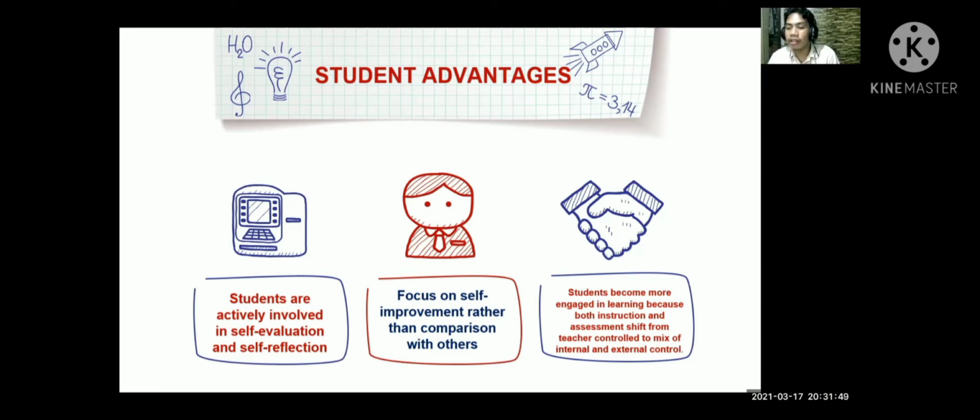Students become more engaged in learning because both instruction and assessment shift from teacher control to a mix of internal and external. Mas na-engage sila sa'yo, di ba? Mas nag-interact sila sa'yo pag ganitong portfolio. Mas naintindihan nila yung mga instruction na binigay mo and how you assess them, kung ano yung mga feedback mo sa kanila pagkatapos mo makita yung portfolio.